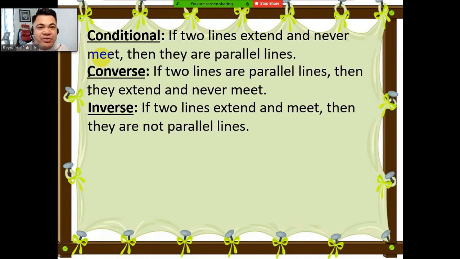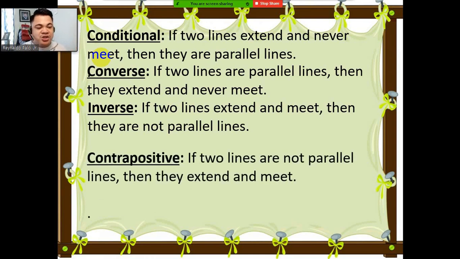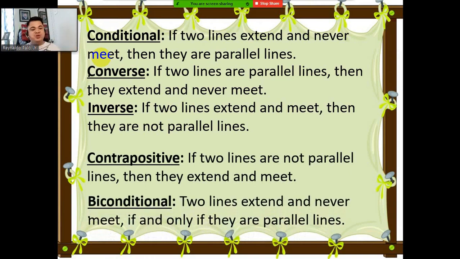So in math, just remove. Negative times negative becomes positive. Same thing here: rather than writing "not never meet," you can write, if two lines extend and meet, because it became positive now. You're not allowed to use double negative words. Then they are not parallel lines. Contrapositive: if two lines are not parallel lines, then they extend and meet. Finally, since the conditional and converse are both true, that parallel lines will never meet: two lines extend and never meet if and only if they are parallel lines.